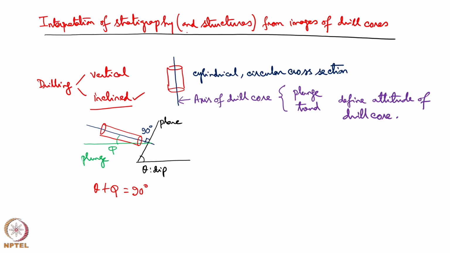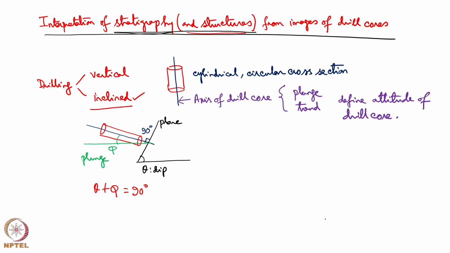In this class, I am going to discuss how the stratigraphic and structural interpretation can be made from images of drill cores. I am including structures here. The reason is that when the job is given to a geoscientist for interpretation, he or she may not be asked only for the stratigraphic interpretation. And in fact, the principle goes hand in hand, stratigraphy and structural interpretation. Therefore, I am bringing these two things together.